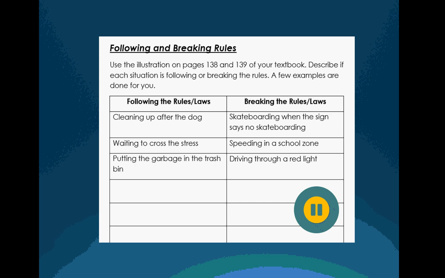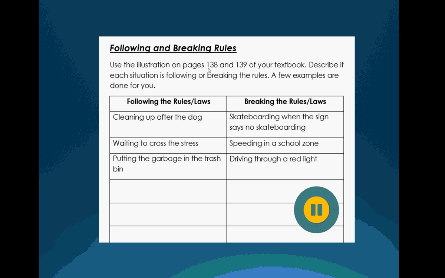So let's look at some examples of breaking the rules. Skateboarding when the sign says no skateboarding. Speeding in a school zone. That's a very dangerous law to break. Driving through a red light. Also a very dangerous law to break.